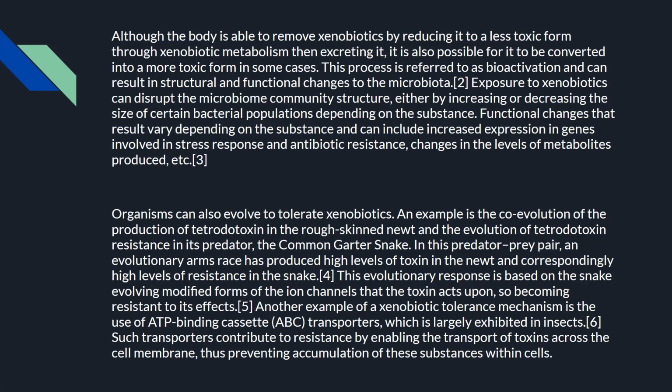Another example of a xenobiotic tolerance mechanism is the use of ATP binding cassette transporters, which is largely exhibited in insects. Such transporters contribute to resistance by enabling the transport of toxins across the cell membrane, thus preventing accumulation of these substances within the cell.